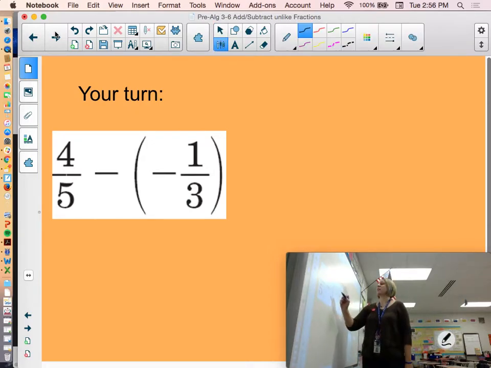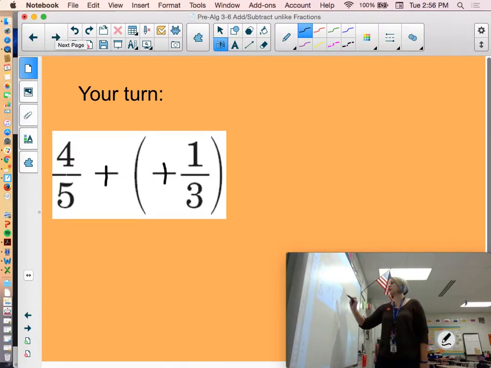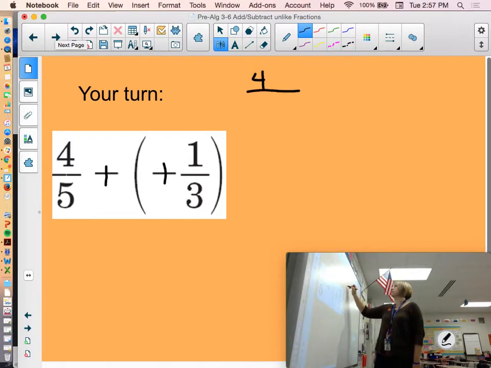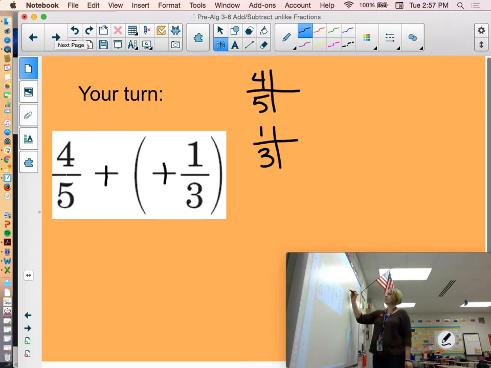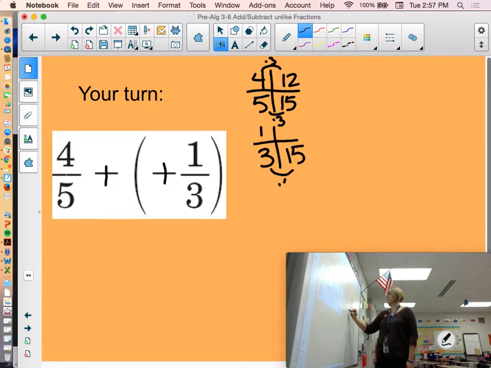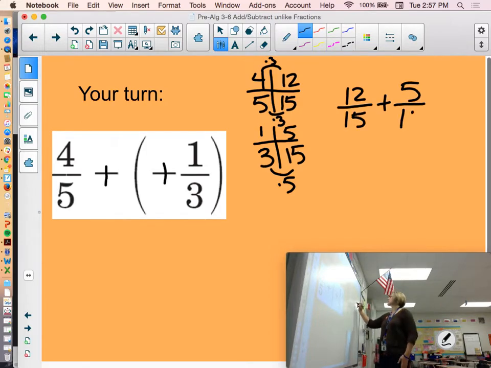All right, so let's check and see how you did. Stay, change, change. That's like adding, but I need a common denominator. So 4/5 and 1/3. Okay, 5 goes into 15 3 times, so I have to multiply this by 3. Whatever I do to the top, I have to do the bottom. 3 goes into 15 5 times, so I have to multiply by 5 on the top. Okay, and then I have 12/15 plus 5/15.